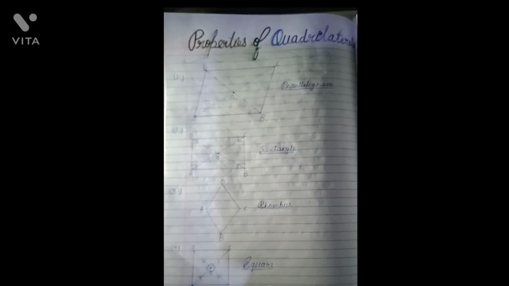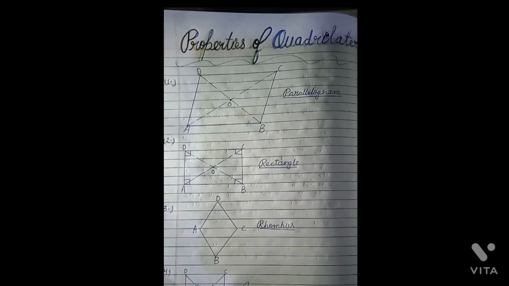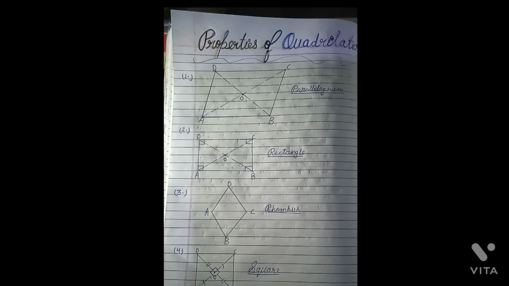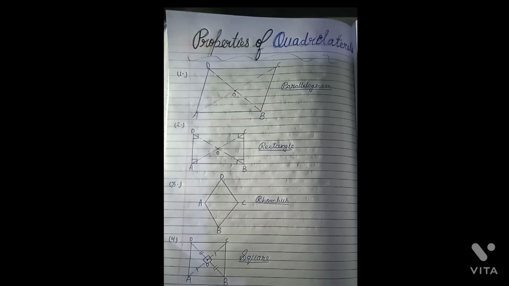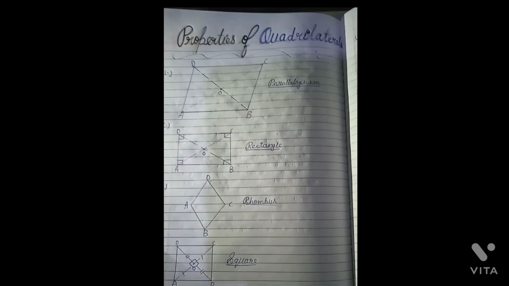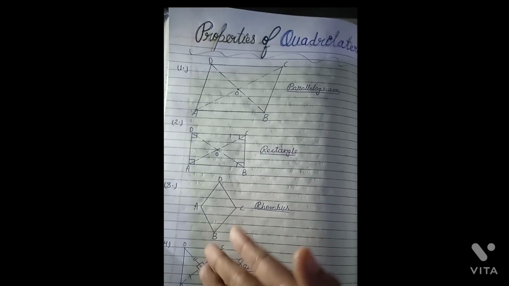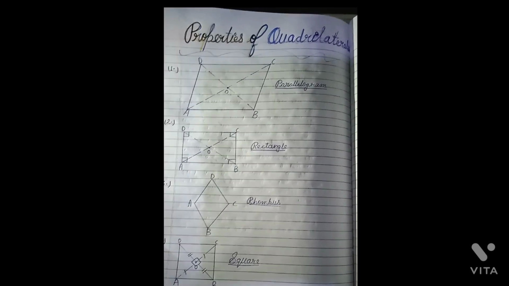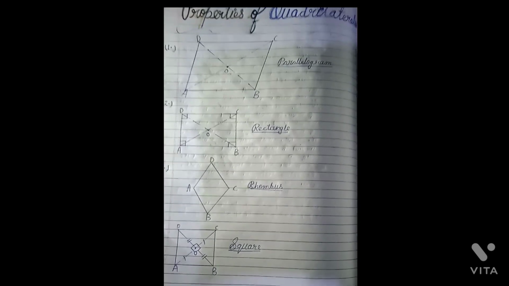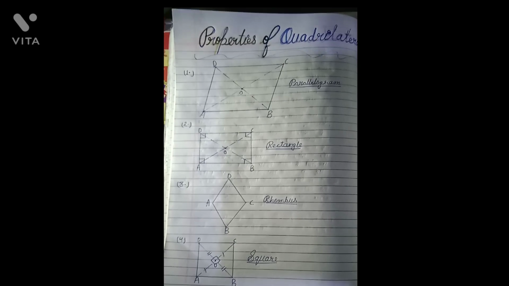First we need to understand the definition of a quadrilateral. What is a quadrilateral? A quadrilateral is a closed polygon made up of four line segments, four vertices, and four angles. We can consider this also as a quadrilateral, this as well, and this also. So a quadrilateral has four line segments, four angles, and four vertices, and it is a closed polygon, not an open polygon.